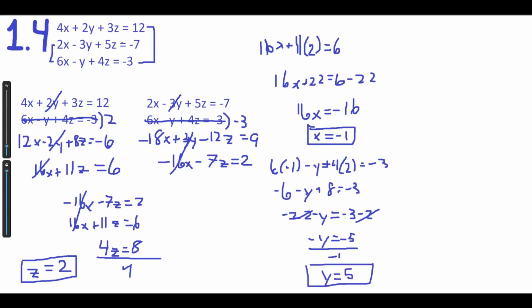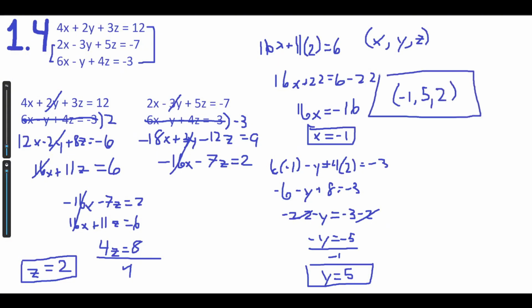Now for 3 variable equations, the ordered pair will be written as x, y, z. So our answer here will be x, which is negative 1, comma, y, which is 5, comma, z, which is 2. And this is our answer right here.